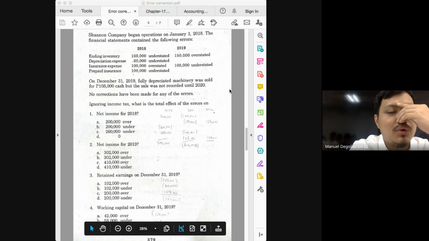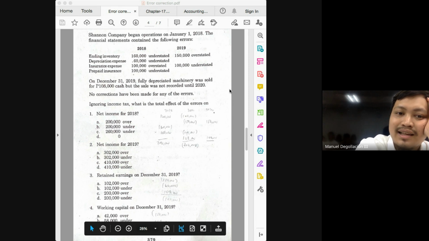Here, prepaid insurance. What was the scenario of your prepaid insurance? In 2018 it was understated. But what did the problem say in 2019? It did not say that it was misstated anymore. So meaning there is no error in your prepaid insurance by 2019. Why? It was already canceled out by the end of 2019. So there will be no error here.